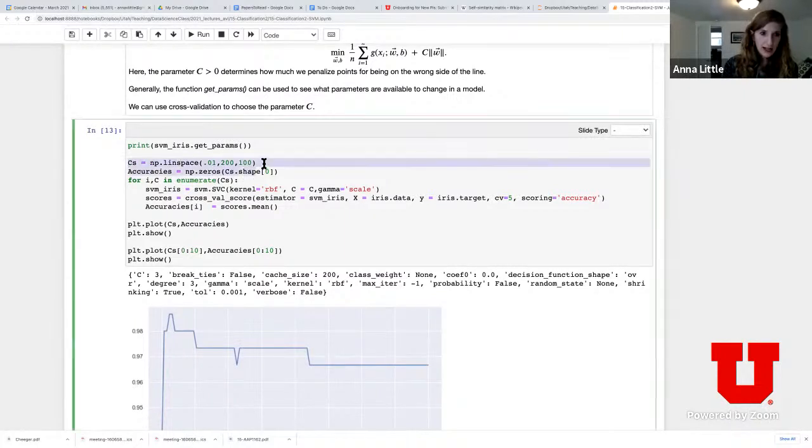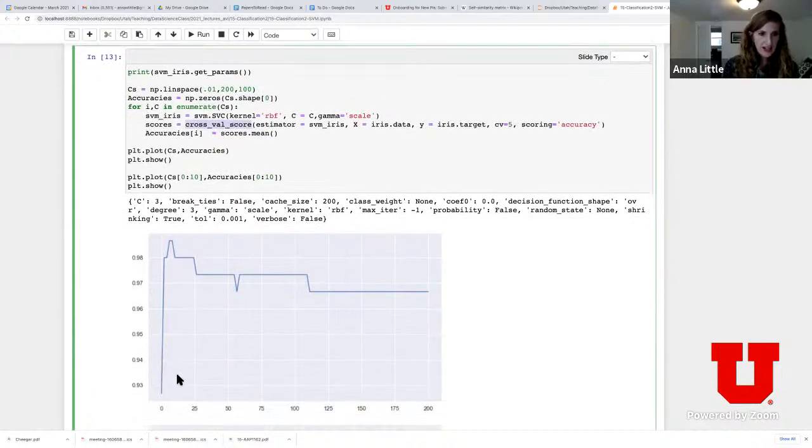Basically, you define a vector with a bunch of different possible values, a huge range of values, and then you enumerate over all the different possible values for C, define a model with that C, and then use the cross-val score to get an idea of the accuracy that you would expect on test data from that model, and then record the mean accuracy of those scores.